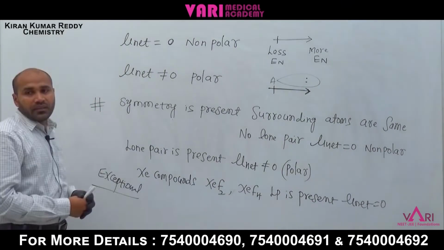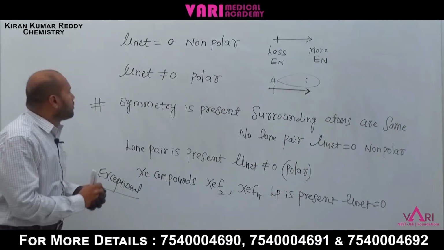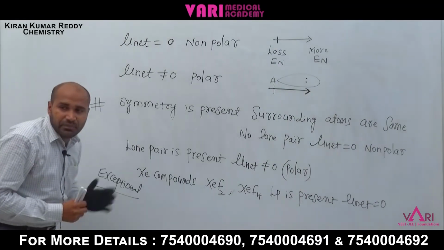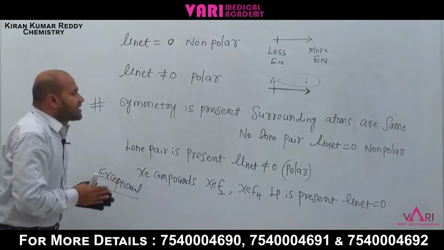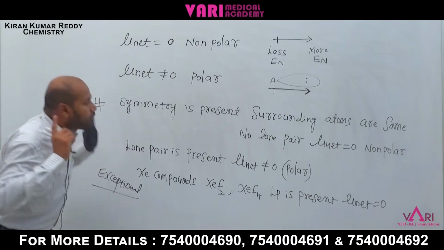Please write this down. Mu net is equal to 0, non-polar. Mu net not equal to 0, polar. And if symmetry is present, the surrounding atoms are the same, and there is no lone pair, then mu net is equal to 0, non-polar.